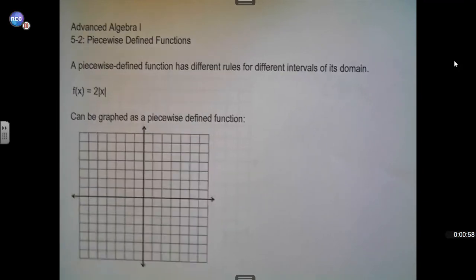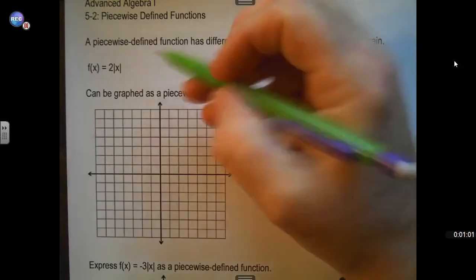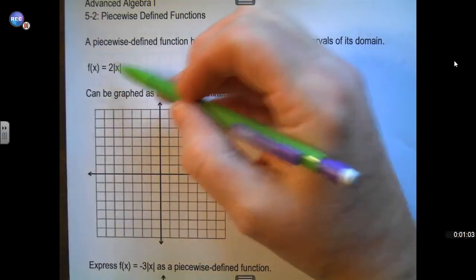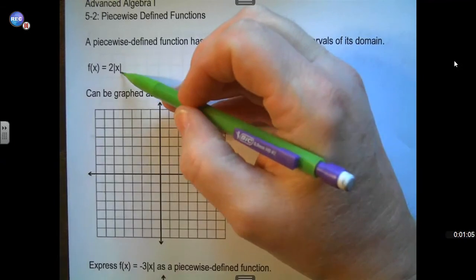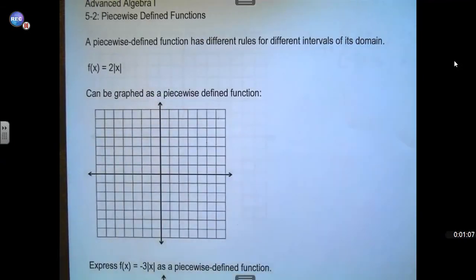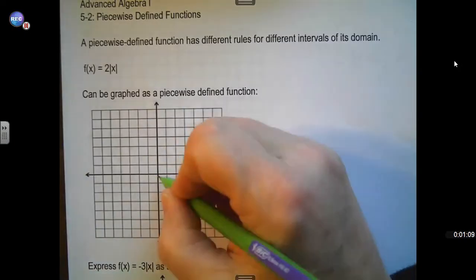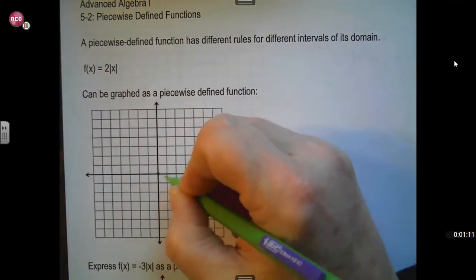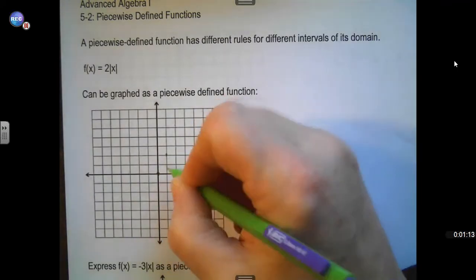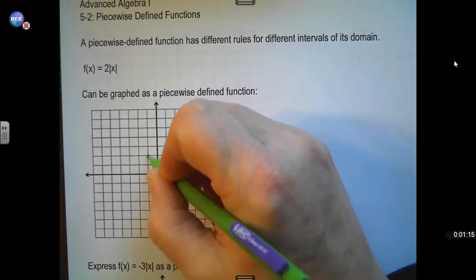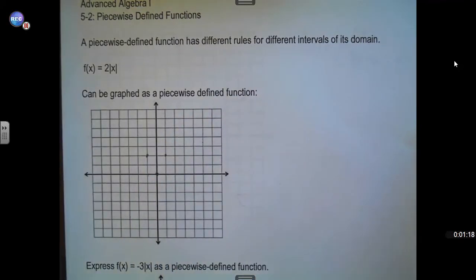Okay? So the way that works is, here I have f of x equals 2 times the absolute value of x. And we've already gone through, I plug in 0, I get 0. I plug in 1, I get 2. I plug in -1, I get 2, and so on. Okay? But as I said, we want to define this as a piecewise function.